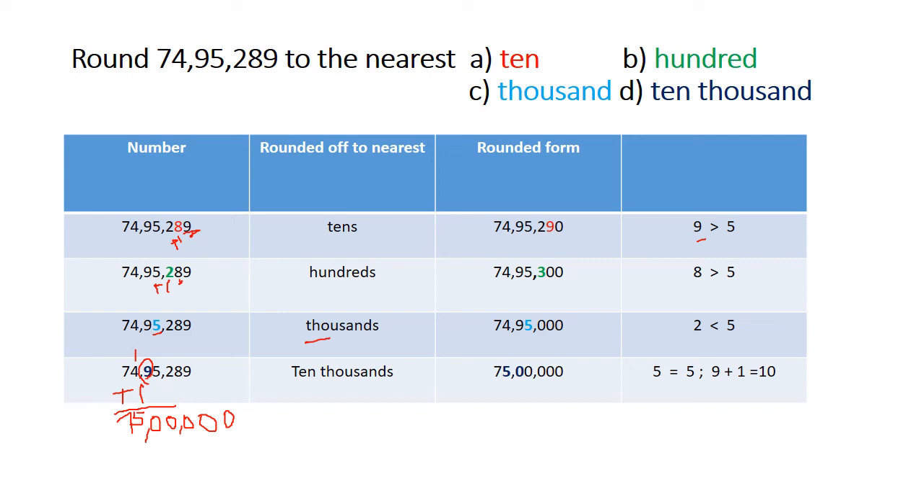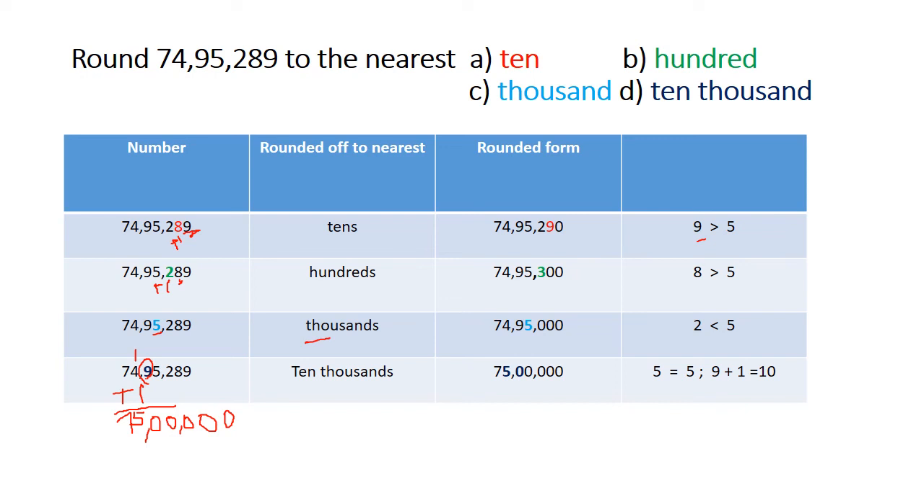The number is the same, 74,95,299. You have to round off the number to the 10,000s place. Identify the digit at the 10,000s place. It is 9 here, right? So just observe the next digit. It is 5. So what do you have to do? You have to add 1 here, right?